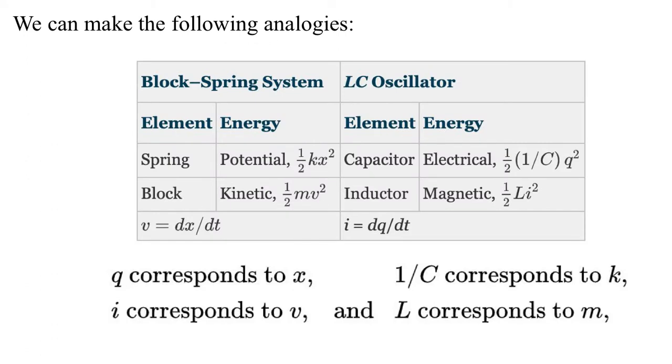In fact, we can set up the following analogies. In the block spring system, we have a spring that carries potential energy, 1/2 kx squared, and we have the block that carries kinetic energy, 1/2 mv squared, and of course, v is the time derivative of the position. The equivalent terms in the oscillator are a capacitor carrying electrical energy, 1/2 1/C q squared, and an inductor carrying magnetic energy, 1/2 L I squared, and I is dq/dt. The exact analogy between these two things. So q corresponds to x, and I corresponds to v, of course. And then, sadly, 1/C corresponds to k, and that comes down to way back in the dawn of time.